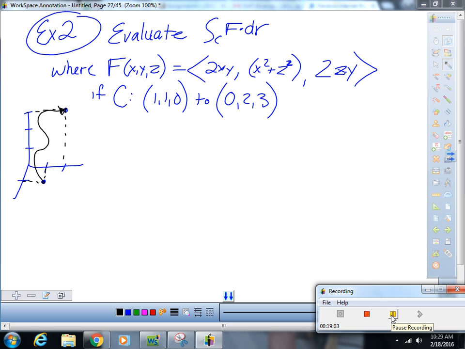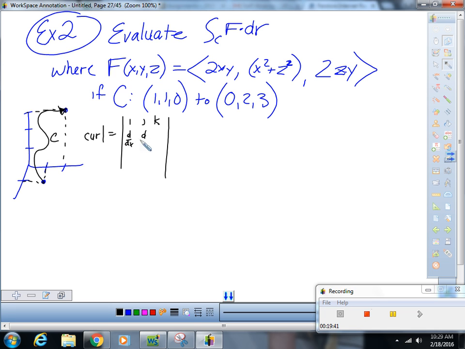Okay, so we've got some force field defined by these functions, and you've got a path C that's funky, okay? It's traveling from 1, 1, 0 to 0, 2, 3. So, first, let's see if this thing's conservative by finding its curl. Okay, what do we need the curl to be to have it be conservative? It needs to be 0. So here we go, i, j, k. We got derivative with respect to x, derivative with respect to y, and with respect to z. And then you got 2xy, x squared plus z squared, and 2zy.